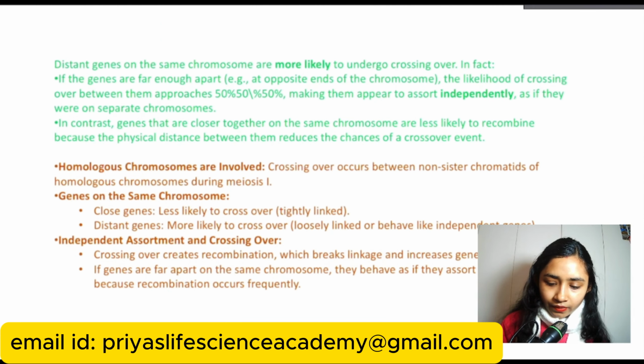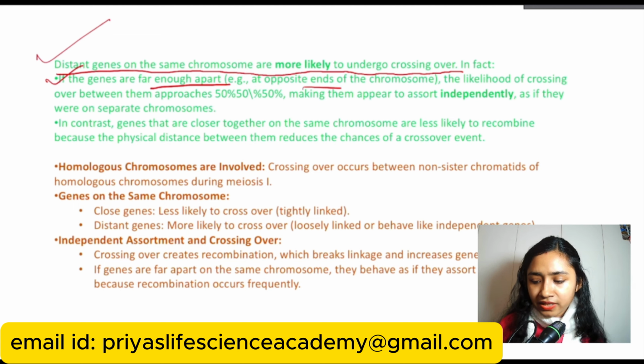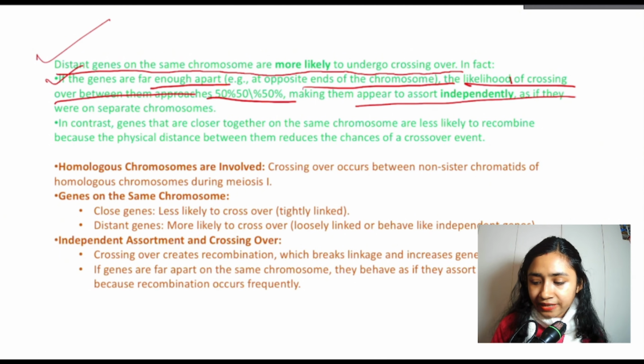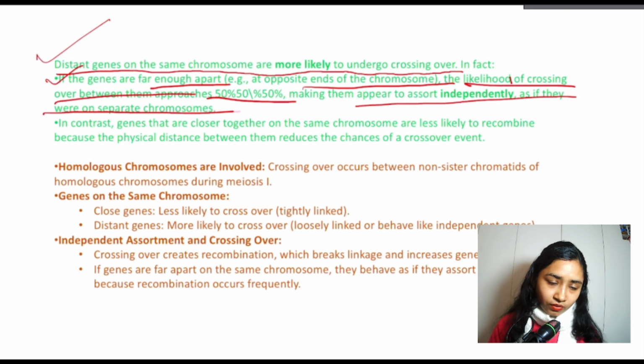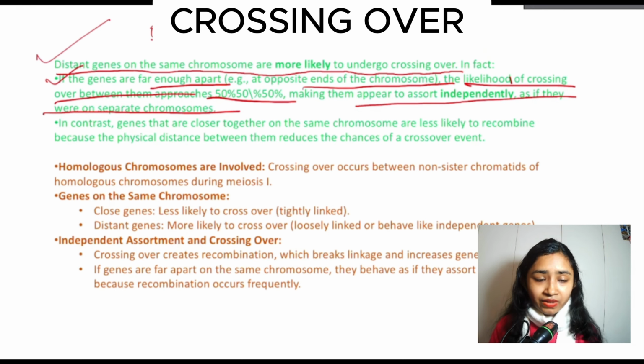Distant genes on the same chromosome are more likely to undergo crossing over. In fact, if the genes are far enough apart at opposite ends of the chromosome, the likelihood of crossing over between them approaches 50%, making them appear to assort independently, as if they were on separate chromosomes.